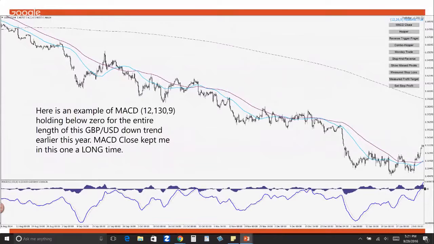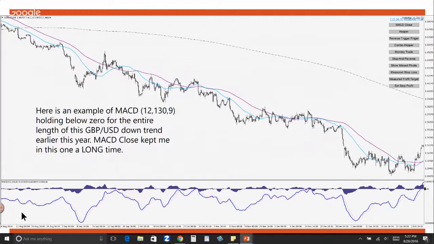So here's an example, and this actually happened. This was a trend trade where the MACD was holding itself below zero the entire length of this pound dollar trend earlier this year. The MACD close kept me in this trade way longer than I would normally do it, and I actually just did it to demonstrate the button, and I was shocked at my own ability to stay in a trend trade this long.